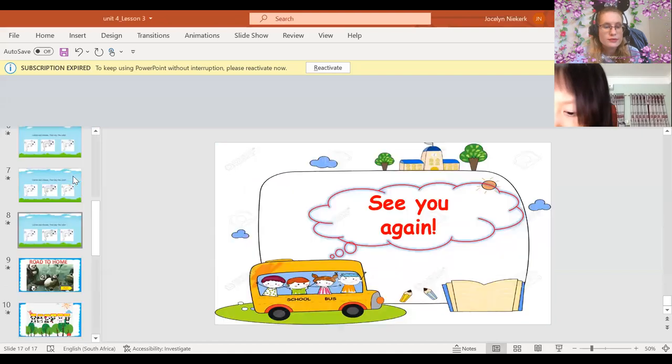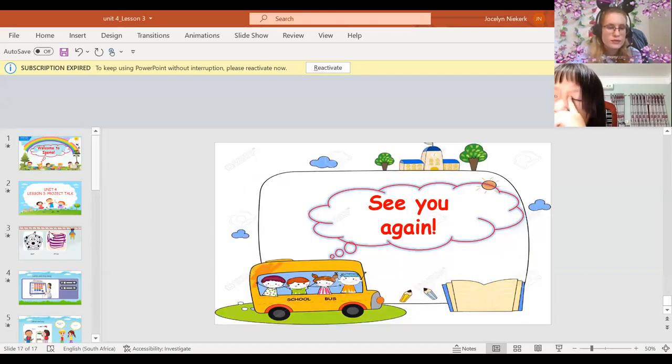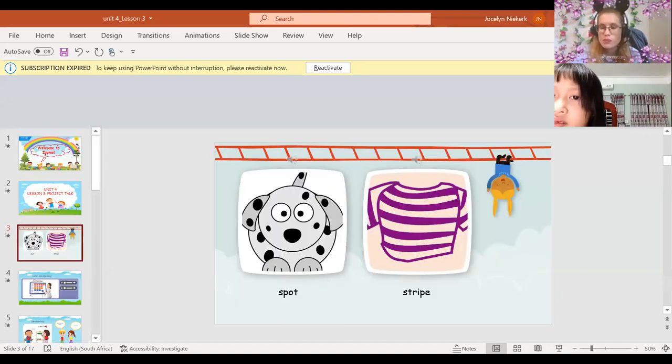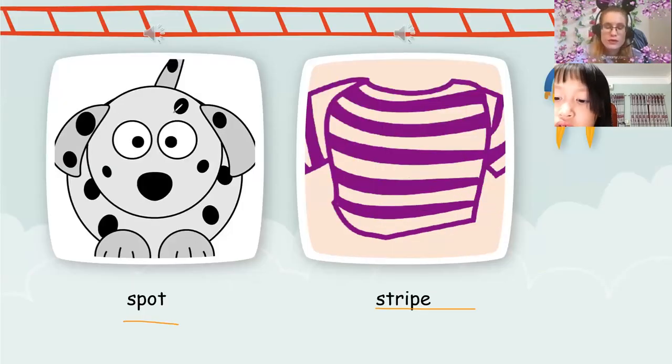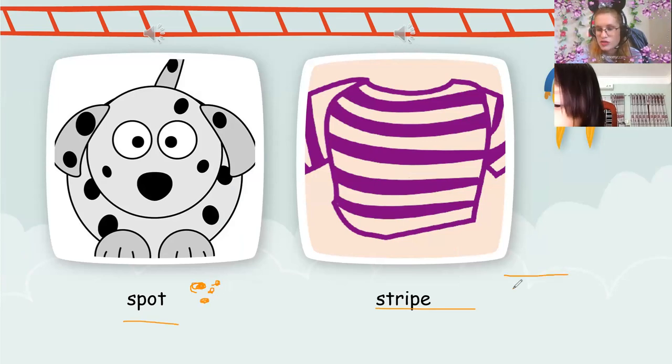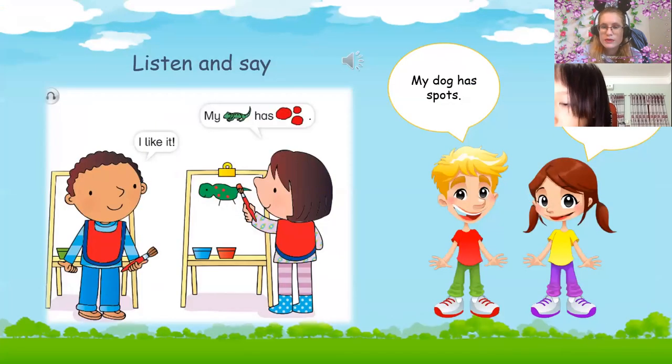Together, spot, spot, stripe, stripe. Good job. So this is spots. This is stripes. All right. Very good. Let's go, go, go. All right, which one?